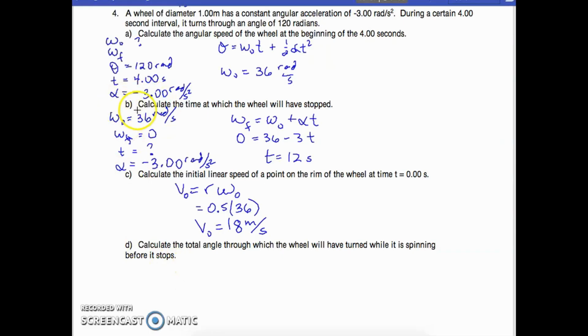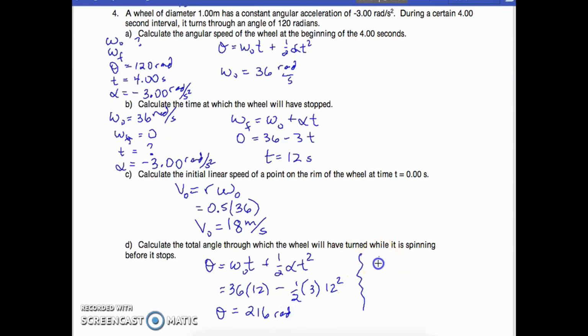Now the total angle, if we come back to part B, now we're going to look for the total angle. So theta is going to be omega naught times the time that we have there, plus 1/2 alpha times t squared. And we know how long it's going to be rotating, so 36 times 12, minus 1/2 of 3, and then 12 squared, gets us an angle of 216 radians.